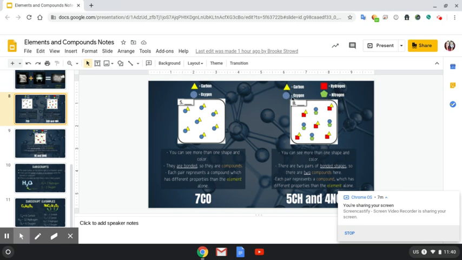Same thing with our example 8 right here. You can see more than one shape and color, and there are 2 pairs of bonded shapes. So there are 2 compounds here. We have carbon and hydrogen, and then we also have oxygen and nitrogen. So those are going to be 2 separate compounds.